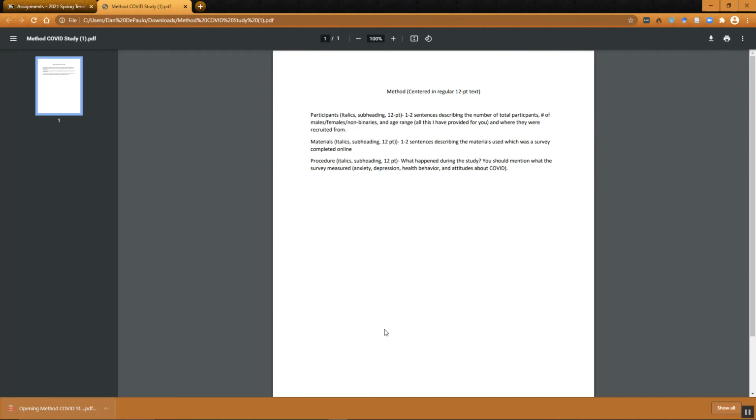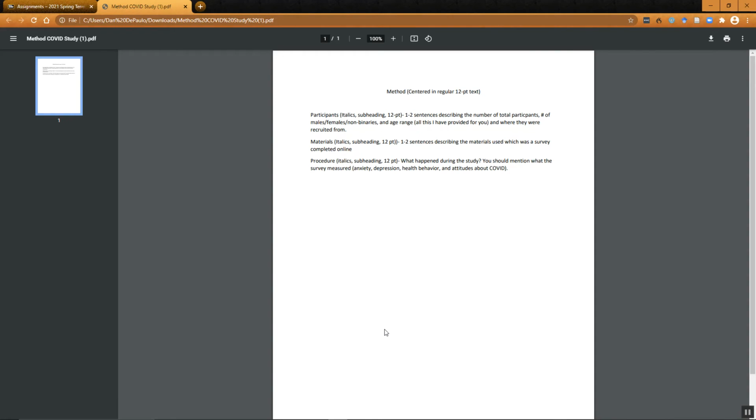That brings you to basically a shell of how I want you to write the method section. Like I said, it's really easy. Stylistically, it's not hard at all. So what you want to do is you want to write the word method, just as I've written it up here. You want to center it in a regular 12-point font, and just center it at the top.